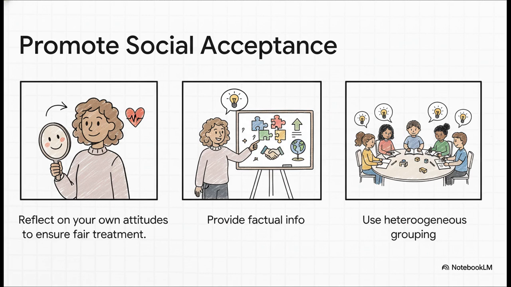Well, it honestly starts with you, taking a moment to reflect on your own attitudes. You can also give the class some factual, age-appropriate information to help clear up any myths. And a really great strategy is to use mixed ability groups, what we call heterogeneous grouping, so students get to learn with and from each other. It helps break down those social barriers naturally.